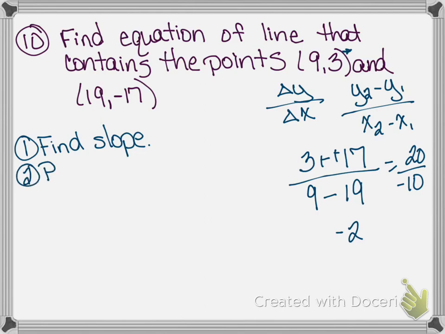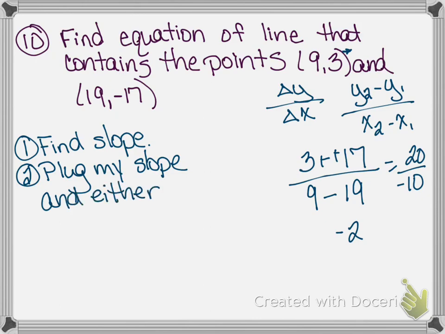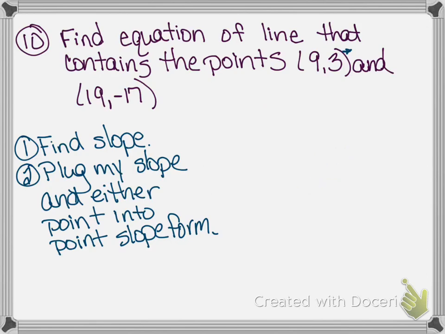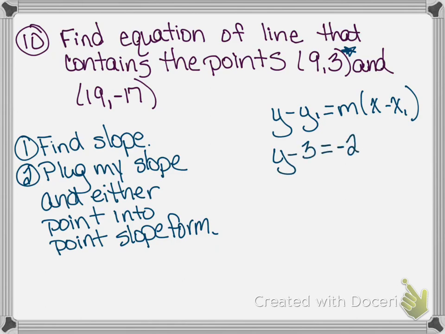My second step is to plug my slope and either point into point slope form. You had one like this on your test just recently, so hopefully you're remembering some of that. My slope is negative 2, and I get to use either point. So I've got y minus y sub 1 equals m times x minus x sub 1. The point that I'm going to use is this point. So I have y minus 3, my slope was negative 2, and then I've got x minus 9.